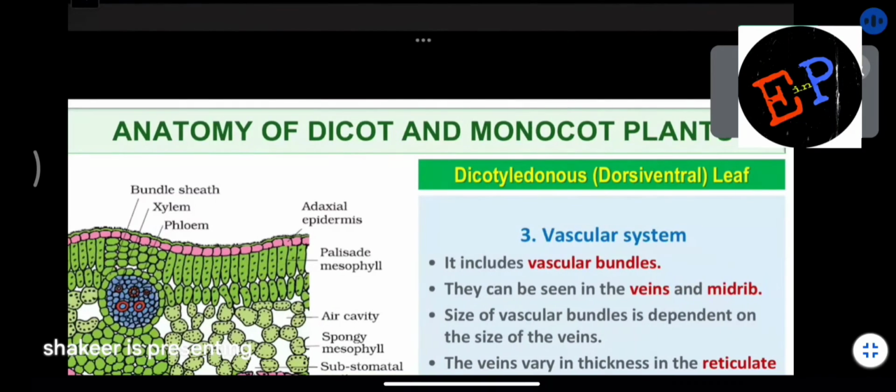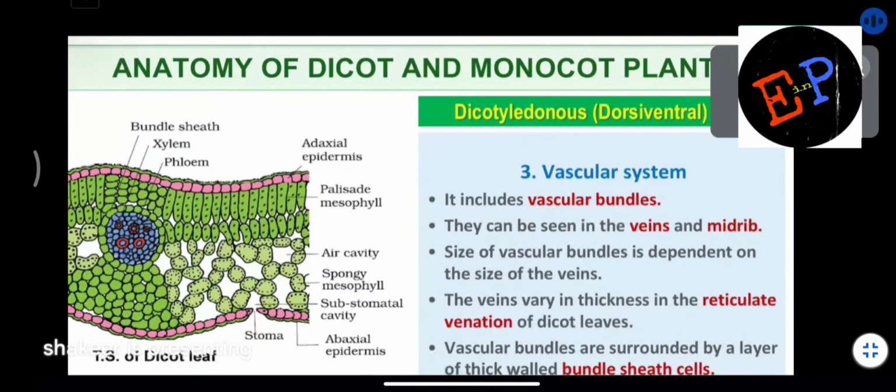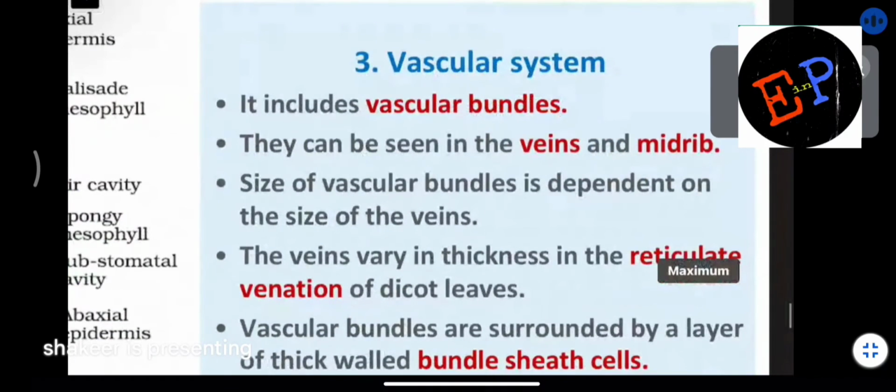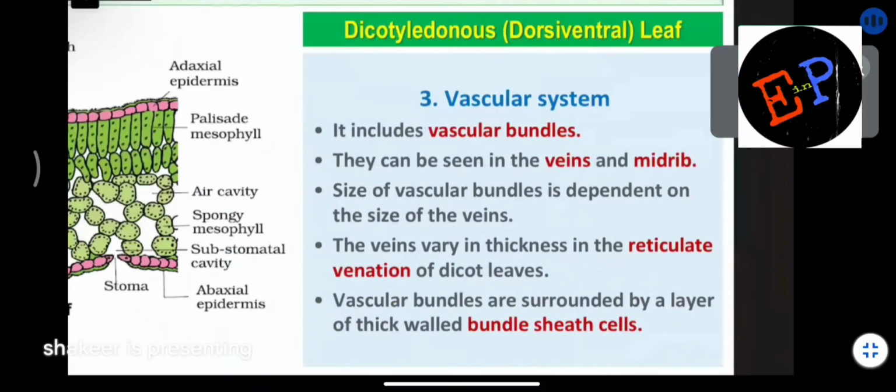So then vascular system. Now we are studying the third system. First we studied epidermis, abaxial and adaxial. Then we studied mesophyll, palisade mesophyll and spongy mesophyll. Now we are studying the transport system which is called the vascular system. So the vascular system includes what? It includes vascular bundles. Clear? Vascular bundles are present. So they can be seen in veins as well as midribs.